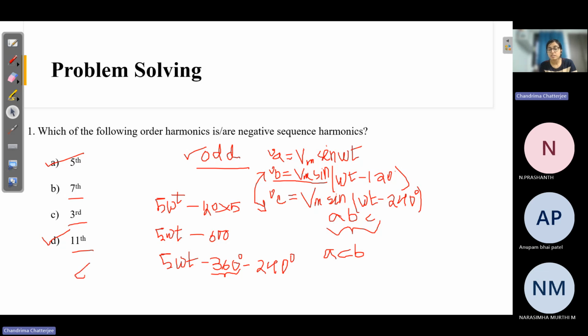Generally, how we can represent them? We can represent them like this: 6m minus 1, where m is the order. M could be 1, 2, 3, anything. So if you just do 6 into 1 minus 1, you will get 5. So fifth order harmonic is the first negative sequence harmonic. Then if you put 2 over here, then you will get 11. So the negative sequence harmonics will be represented by 6m minus 1.